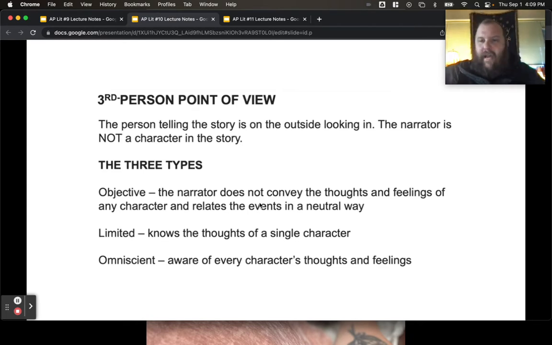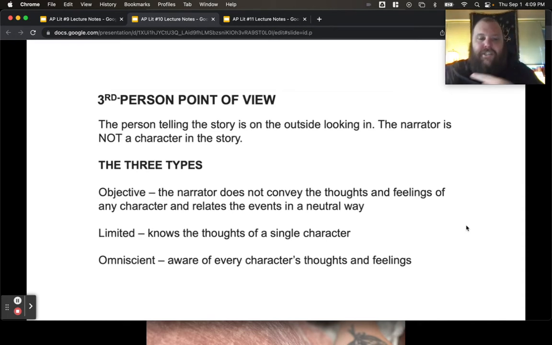And so that is the benefit of a limited. Again, I would say the limitations of objective and limited can be very similar in that there is a distance between the narrator and the events taking place.